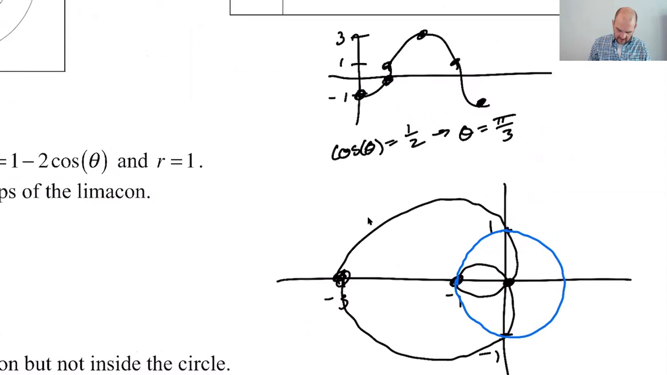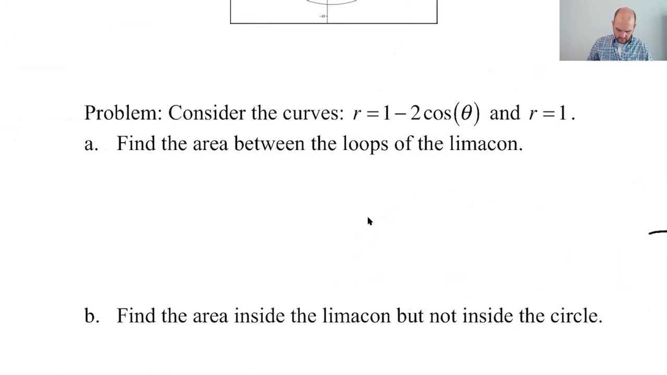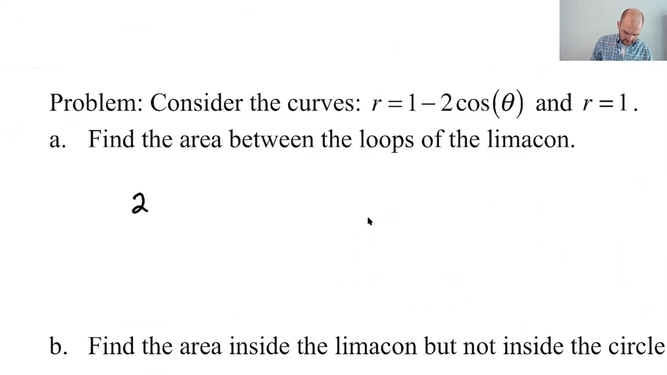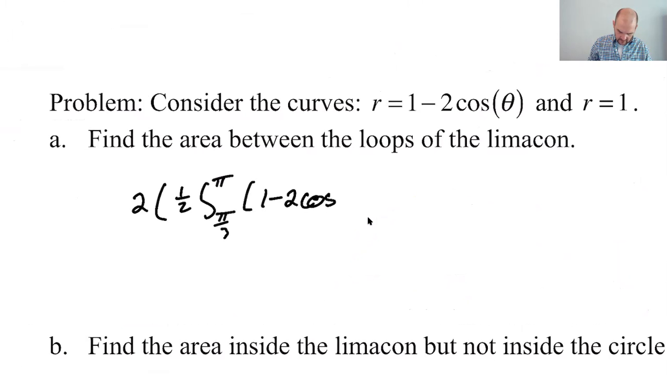So here, this is all inner loop. You're going to exit the inner loop at pi over 3. Then you're going to keep going around. So this is pi over 3 when you hit here for the first time. Keep going around. This is at pi. So if I do pi over 3 to pi and double it, here we go. We're going to do 2 times 1/2 the integral from pi over 3 to pi of (1 minus 2 cosine of theta) squared d theta.